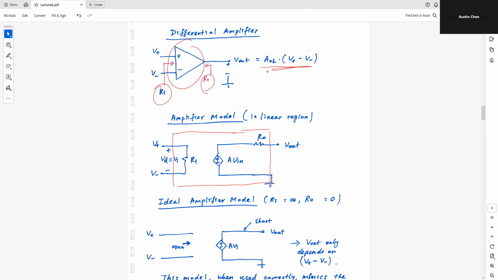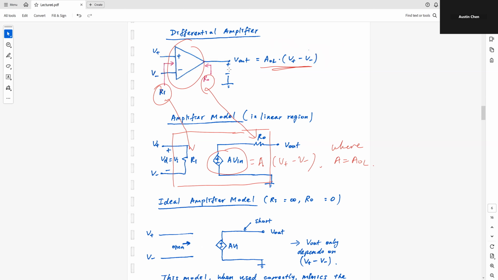So this is the Ri here, and then we also have the RO. And inside here, we have this dependent source, A times V in, and this is equal to A times V plus minus V minus, right? And to be precise, this A is equal to AOL.